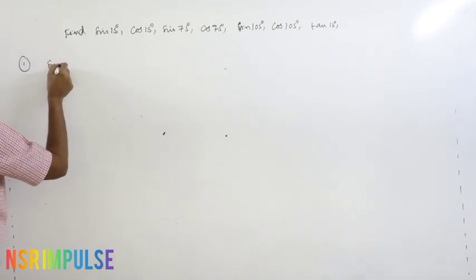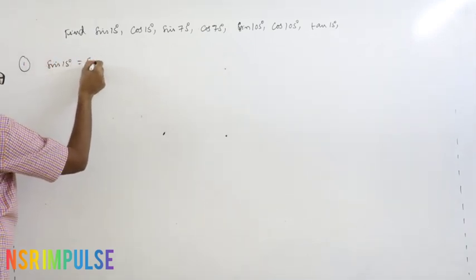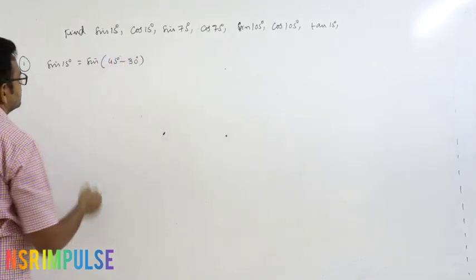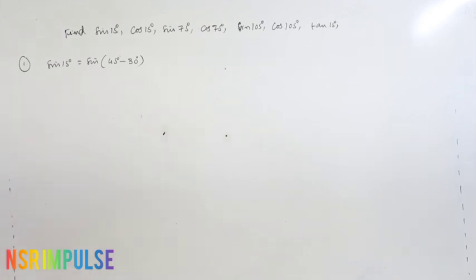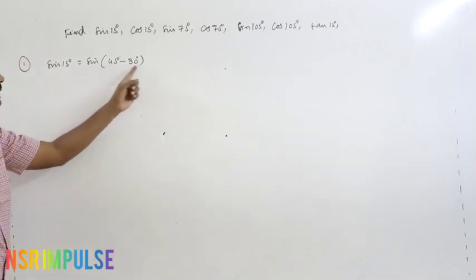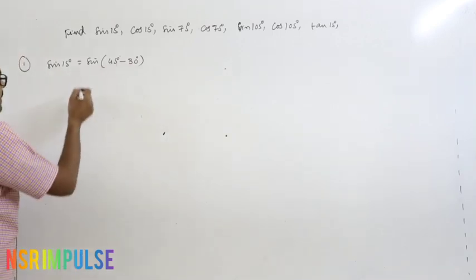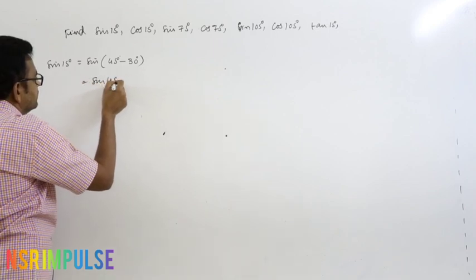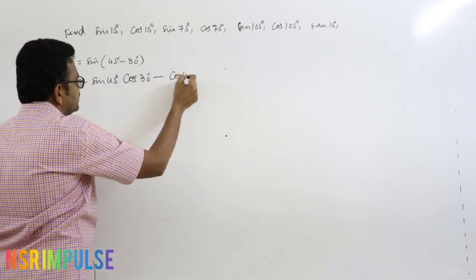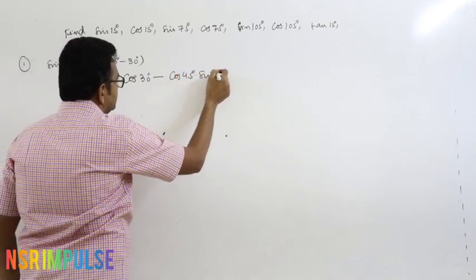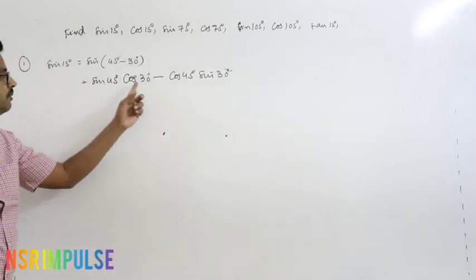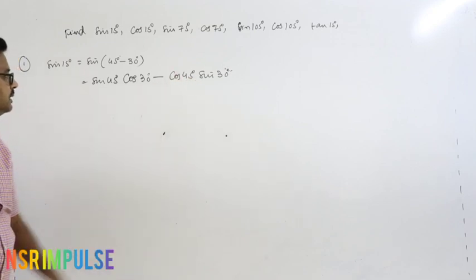First one, sin 15 degrees equals sin of 45 degrees minus 30 degrees. 45 minus 30, that is 15 degrees. This is the sin of A minus B form: sin A cos B minus cos A sin B. Sin of A minus B is sin A cos B minus cos A sin B.